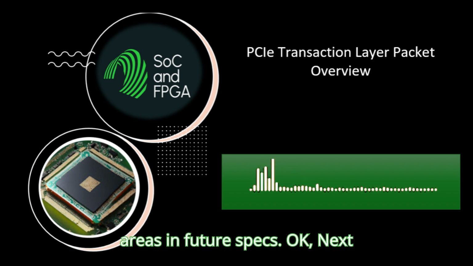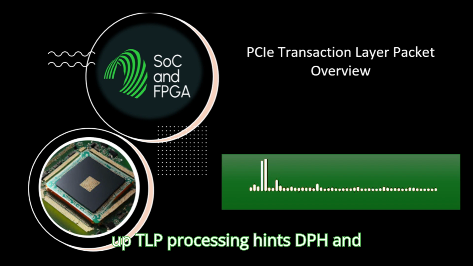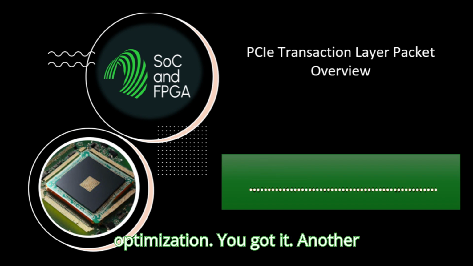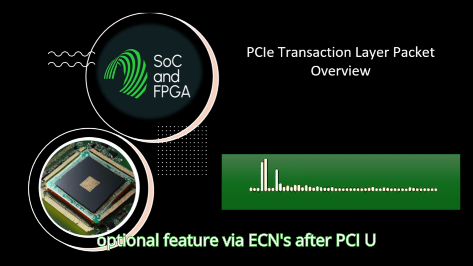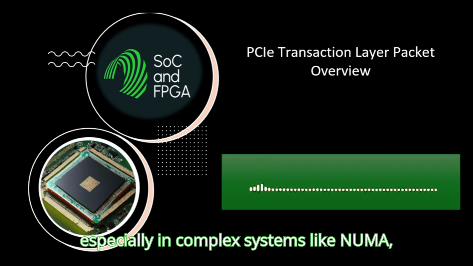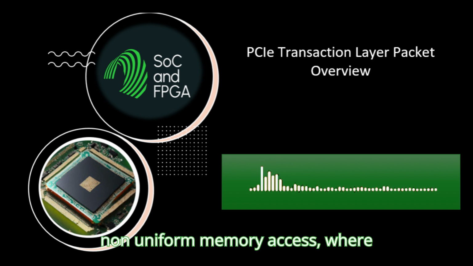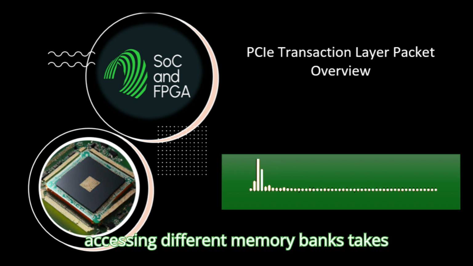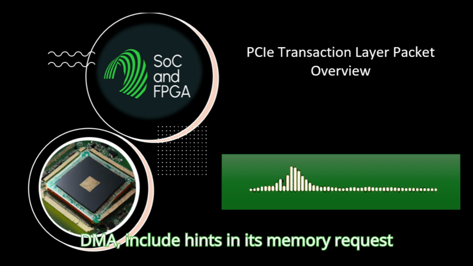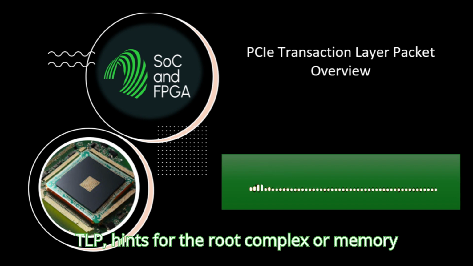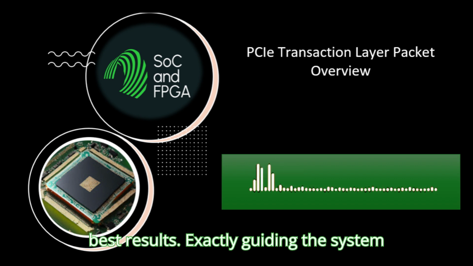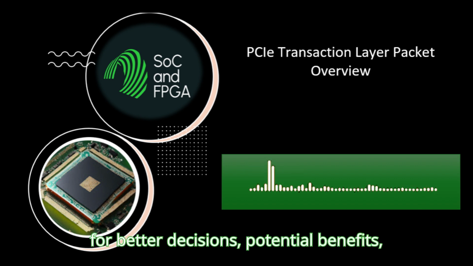Yeah. Okay. Next up, TLP processing hints, TPH, and steering tags, ST, performance optimization. You got it. Another optional feature, via ECNs after PCIe 2.0, aimed at boosting I/O performance, especially in complex systems like NUMA, non-uniform memory access, where accessing different memory banks takes different amounts of time. Right. TPH lets the requester, usually an I/O device doing DMA, include hints in its memory request TLPs. Hints for the root complex or memory controller, like handle this data this way for best results. Exactly. Guiding the system for better decisions.